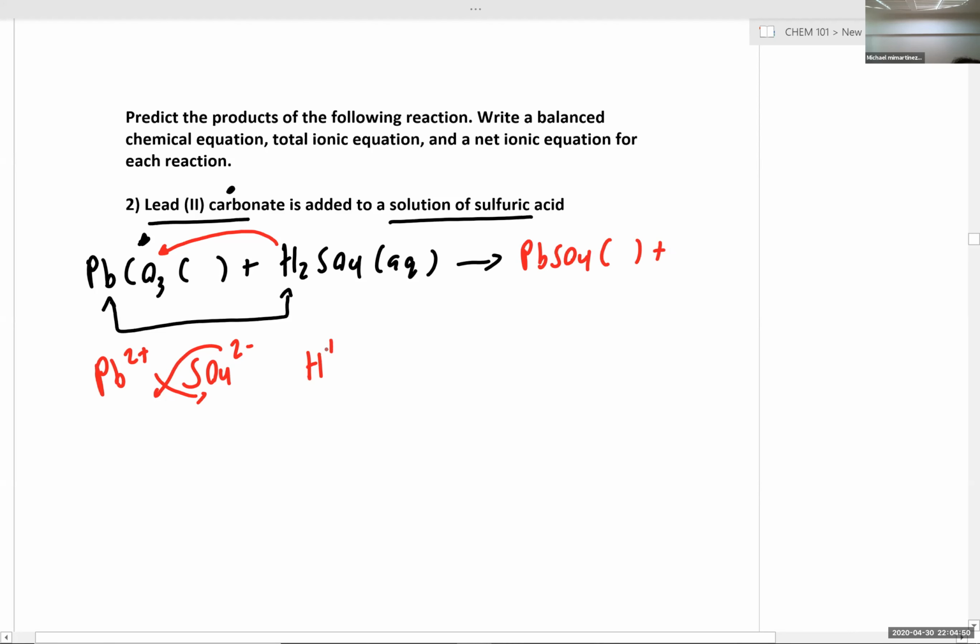Now we're going to take H plus and cross it with CO3 2 minus, and that in turn gives us carbonic acid. What happens to carbonic acid immediately once it's generated? Is carbonic acid particularly stable? When we observed in lab, when we treated carbonate salts with acid, we observed bubbles. That's because carbonic acid decomposes to carbon dioxide gas and water.